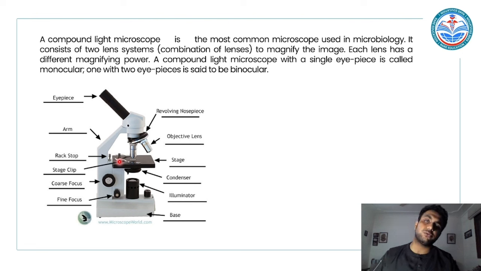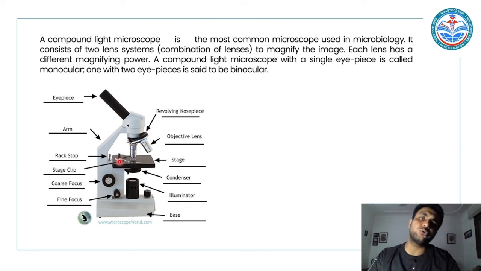Now, a compound light microscope is also like a simple microscope. Again, it uses a light source. It can be artificial or natural light. Mostly it is artificial light because we need more intensity. Then in a compound microscope, mostly it is a 2-lens to 3-lens system.